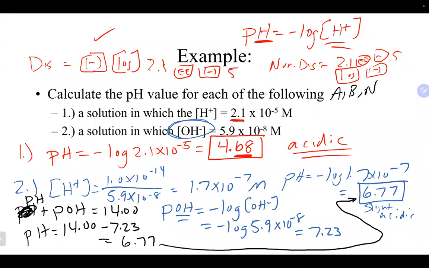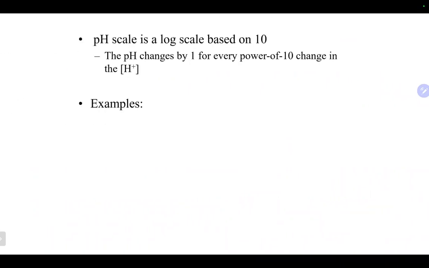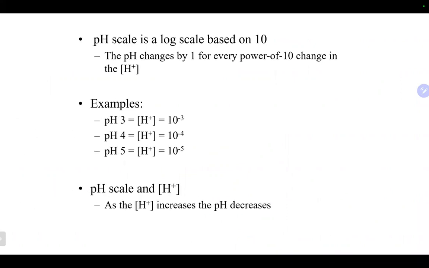So it's a good, easy way of doing it. You can still use Kw if you like, and we're going to see officially the pOH here in just a second. But that is a nice way to quickly calculate a lot of things, depending on what is given to you. The pH scale is based on the log scale of 10.